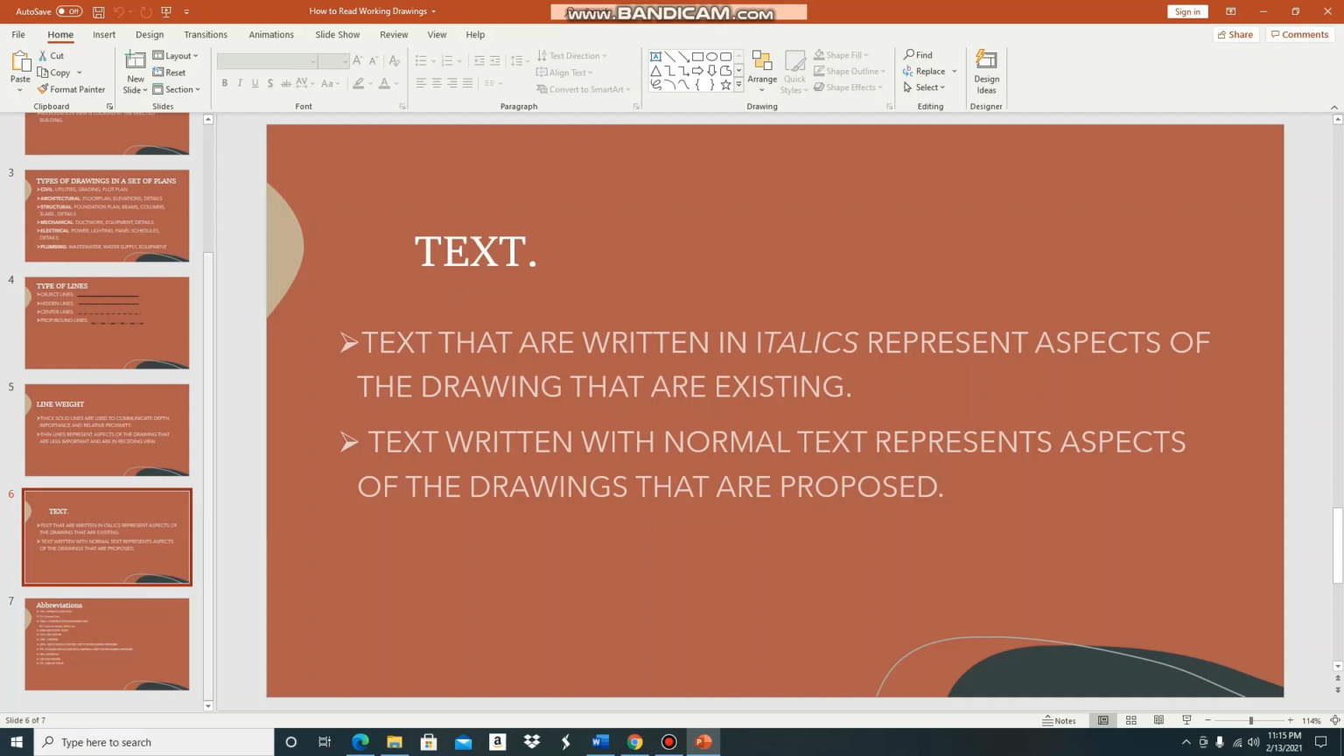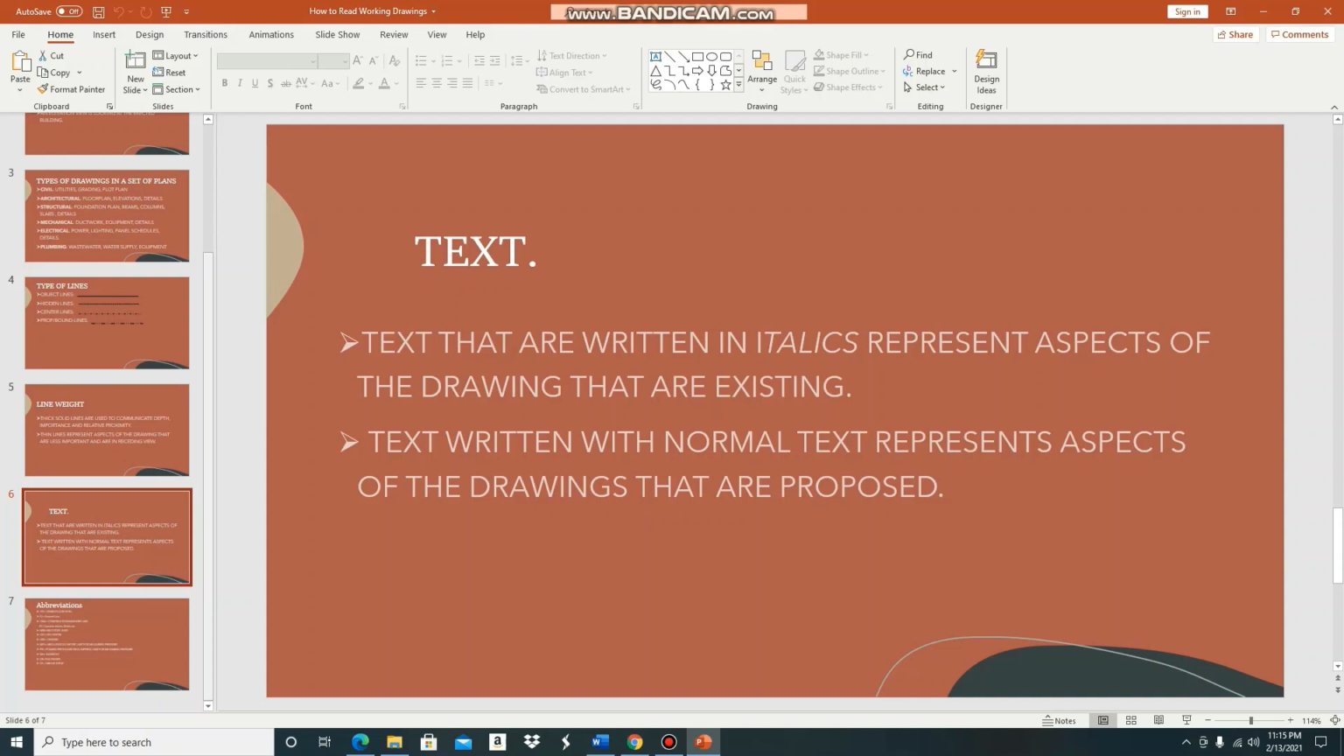Text has some level of importance, but from what I've seen, I mostly see text play a critical part when I'm talking about a bridge design plan. In your typical residential plan, I don't see much emphasis placed on text, but text does play a critical part in communicating aspects of the drawing as well.